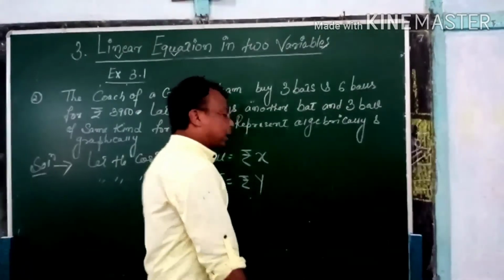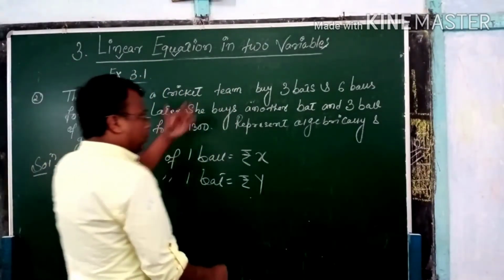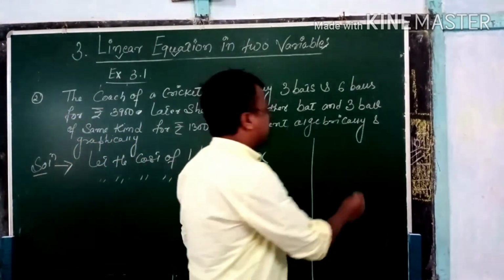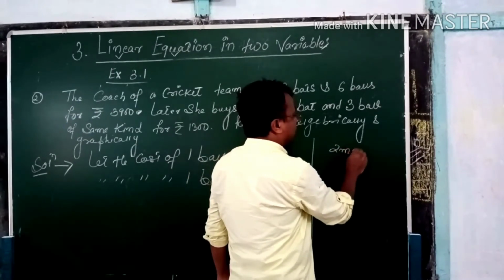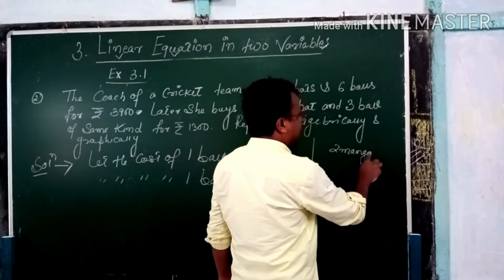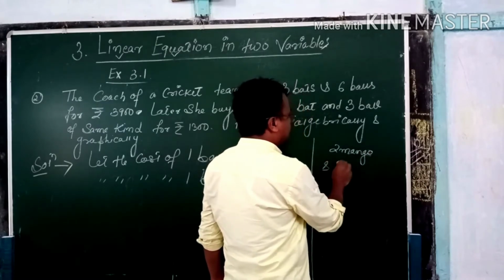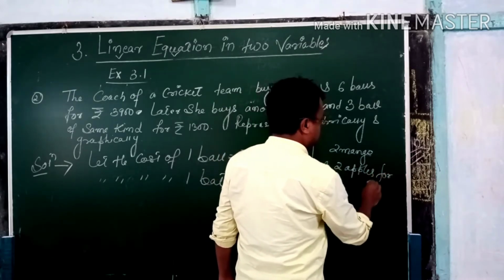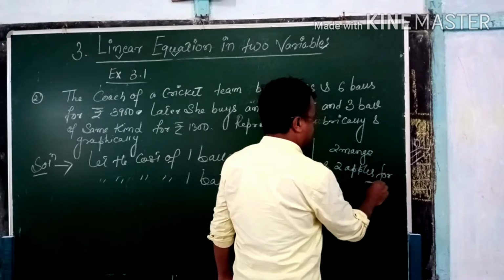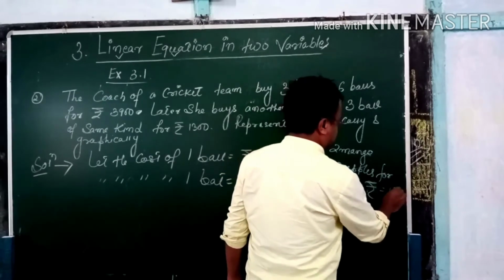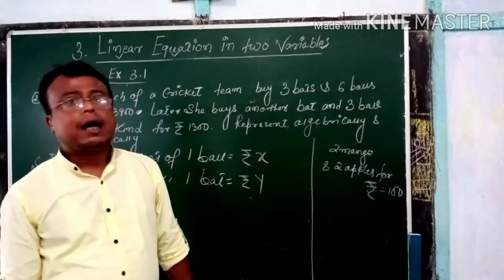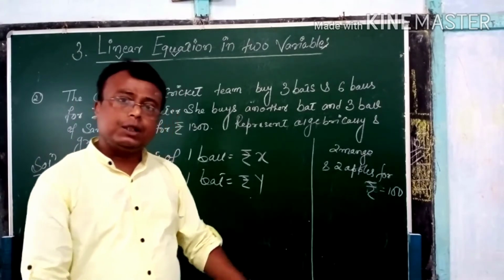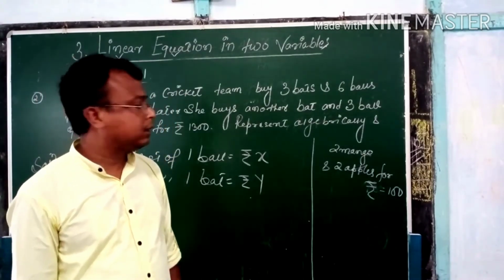Clear? So now, before going to the question, let us say I purchase 2 mangoes and 2 apples for rupees 100. I purchased 2 mangoes and 2 apples for rupees 100. That tells how much I paid for 2 mangoes and 2 apples: rupees 100.